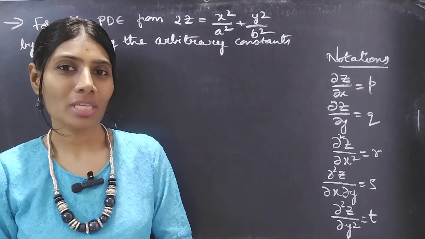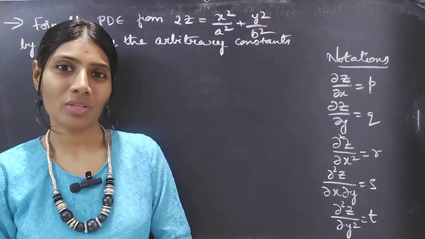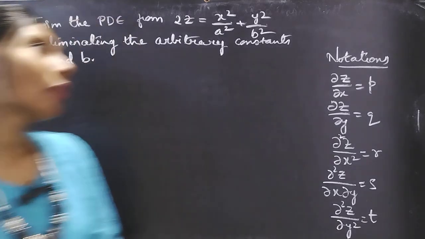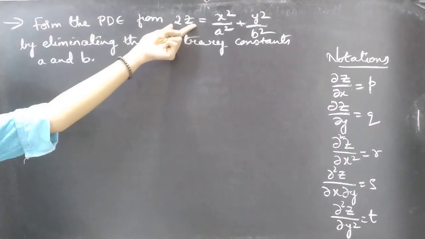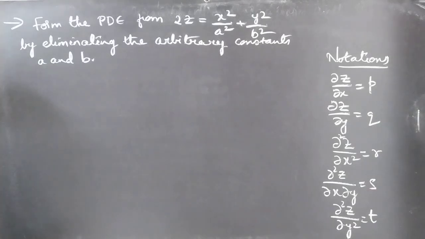In this video, we're going to see a problem from partial differential equations. So let's get going. Problem: Form the partial differential equation from the relation 2z equal to x square by a square plus y square by b square by eliminating the arbitrary constants a and b.